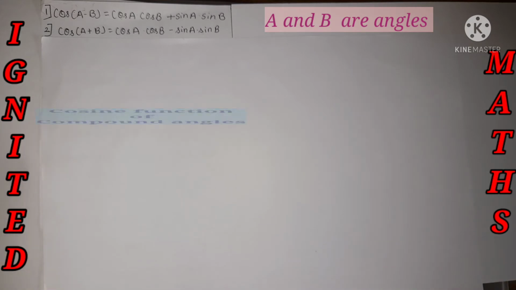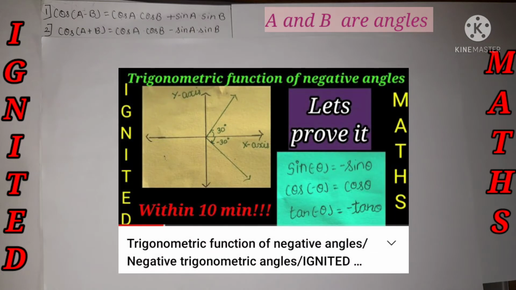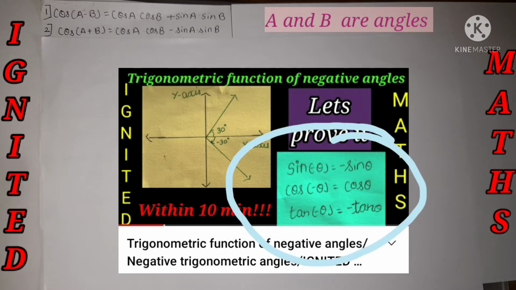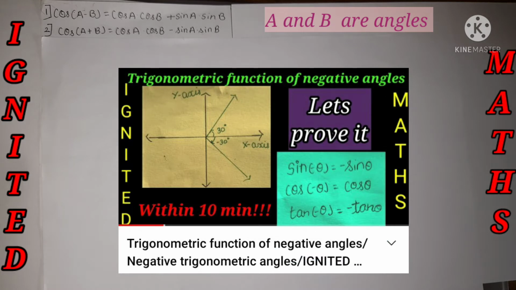Now before moving to the derivation, we will clear the concept of the trigonometric functions of negative angles, in which sine of minus theta is equal to minus sine theta, cos of minus theta is equal to cos theta, and tan of minus theta is equal to minus tan theta. Yes, the concept is clear. If not, then go to the description link. We will get the complete concept. Because we are going to use it here, for that purpose I have mentioned it.